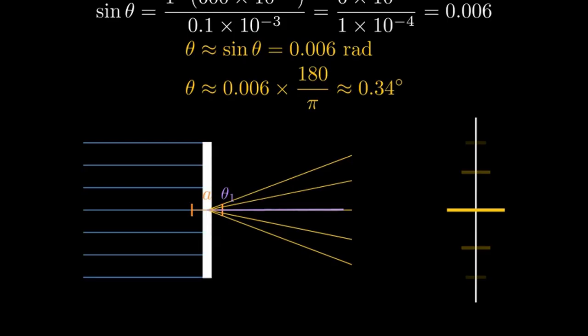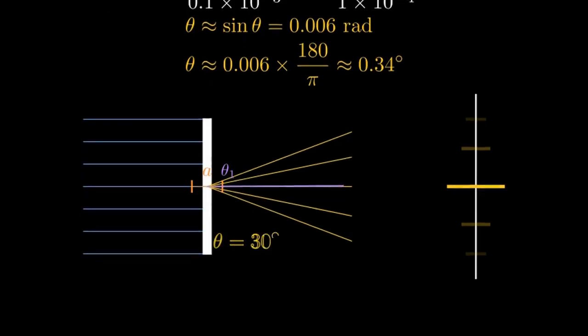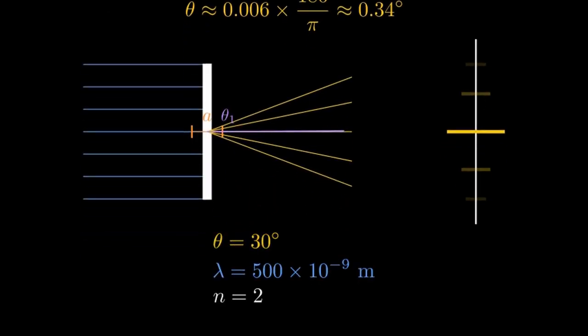Example 2. The second secondary maximum is observed at 30 degrees using light of 500 nanometers. What is the slit width? Given theta equals 30 degrees, lambda equals 500 times 10 to the minus 9 meters, and n equals 2 because it is the second secondary maximum.